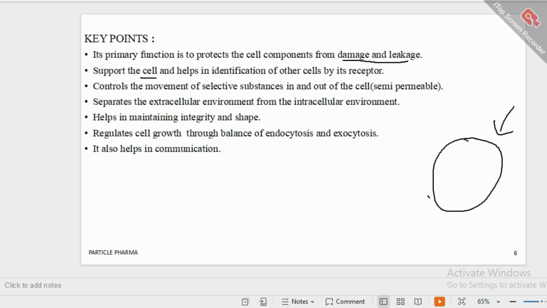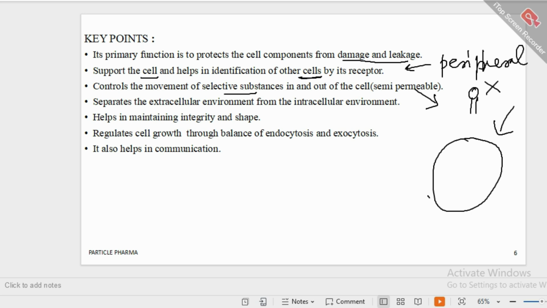It supports the cell. Just now we have seen the proteins are helping in supporting the cell and helping in identification of other cells by its receptors, that is, alpha helix protein and peripheral protein. These are helping in identification of other cells. It controls the movement of selective substances, that is, it is justifying the semi-permeability. The phospholipid bilayer is not allowing all the ions and molecules inside the cell, only allowing the substances which are good for the cell.